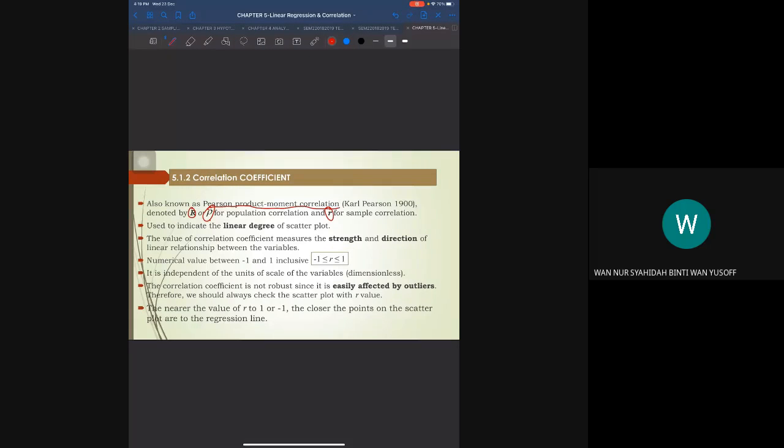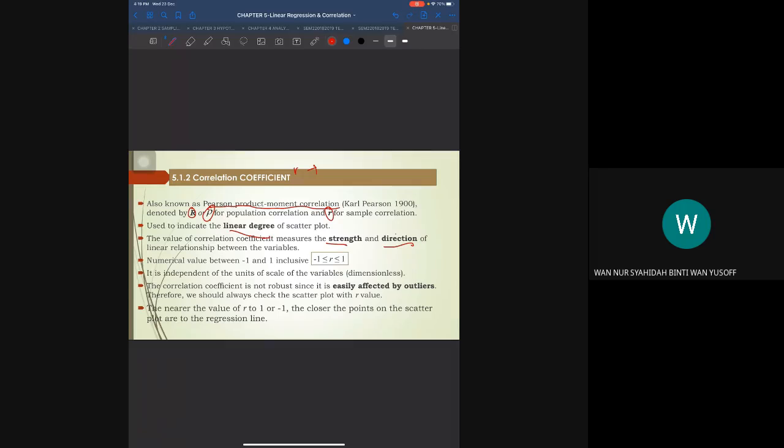The r that we calculate here must be consistent with the scatter diagram that you plot. If you have positive, then it must be positive. That's why it is a linear degree here. Based on r, we can say that it is positive or negative, to confirm the scatter plot. So r and the scatter plot must be consistent with each other. They cannot contradict each other. The value of r measures the strength and direction.